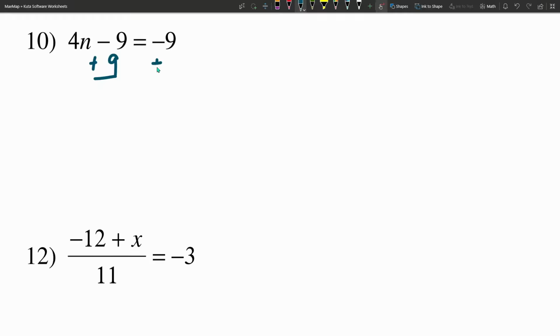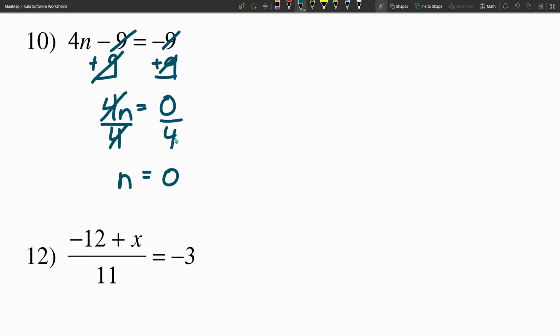When we add 9 to both sides, negative 9 plus 9 is 0. So we're really going to get 4n equals 0. And if 4n equals 0, think about it. 0 divided by any number is 0. So when I go to divide by this 4, it doesn't even matter because n has to be 0. If n times some other integer that's not 0 equals 0, well, n has to be 0. So n is 0 in number 10.